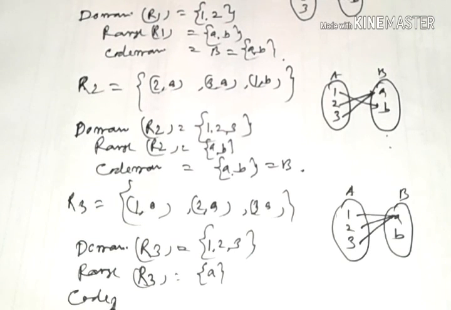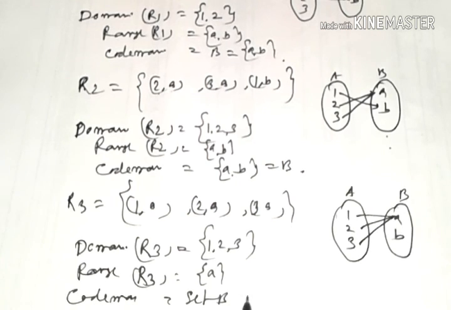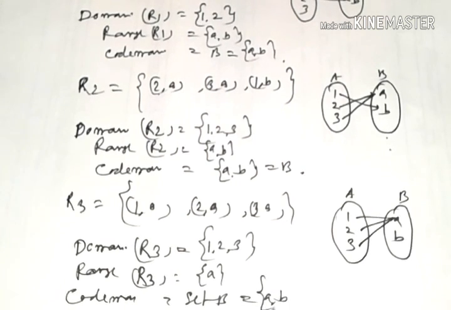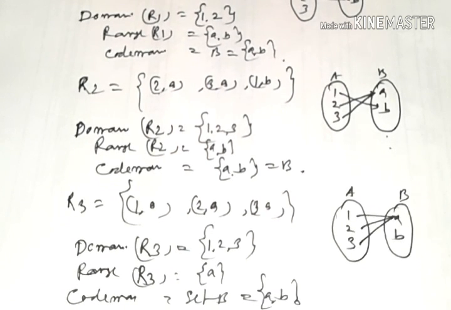Codomain, it is set B, that is a, b. So this is all about the relation.